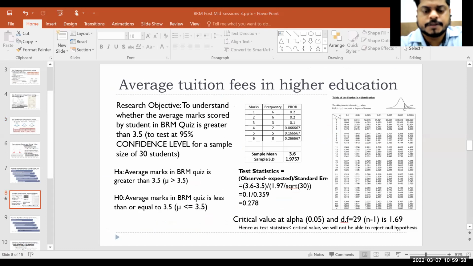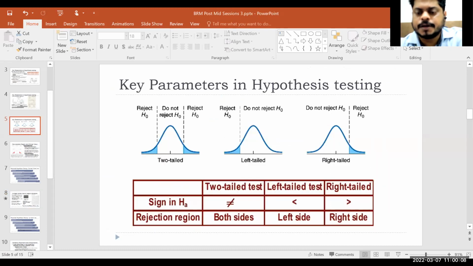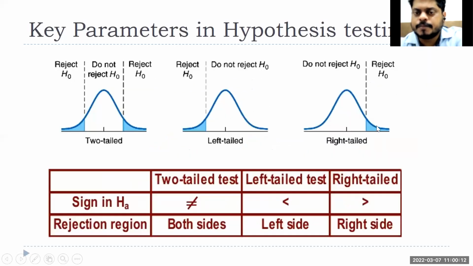2.1. Other parameters remaining same, 0.359. I would have got a result of 5.849, right? So in that case, what would have happened? I found a critical value of 1.7, but the test statistic I'm getting is 5.84. That means the test statistic lies to the right side of your critical value. Then you can reject the null hypothesis.